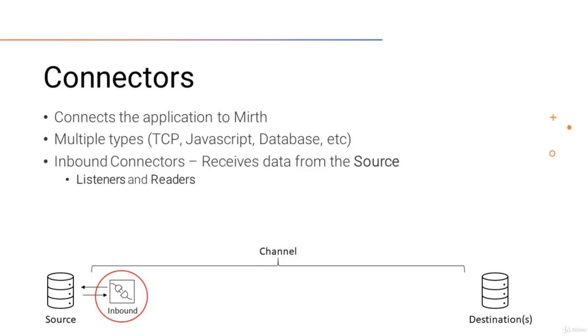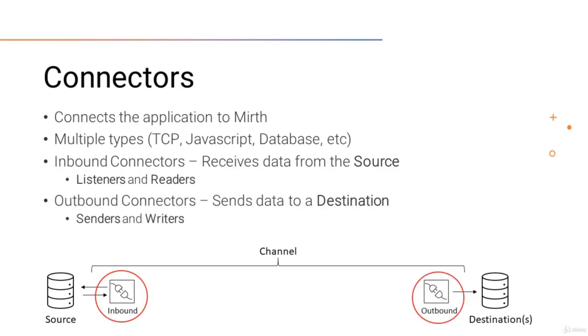The connector in the source is going to be called an inbound connector. These are going to be the listeners and readers. These are also what connects Mirth to the sending application, while the connectors in the destinations are called outbound connectors. These are the senders and writers, and they are what sends or writes the messages to the destinations.